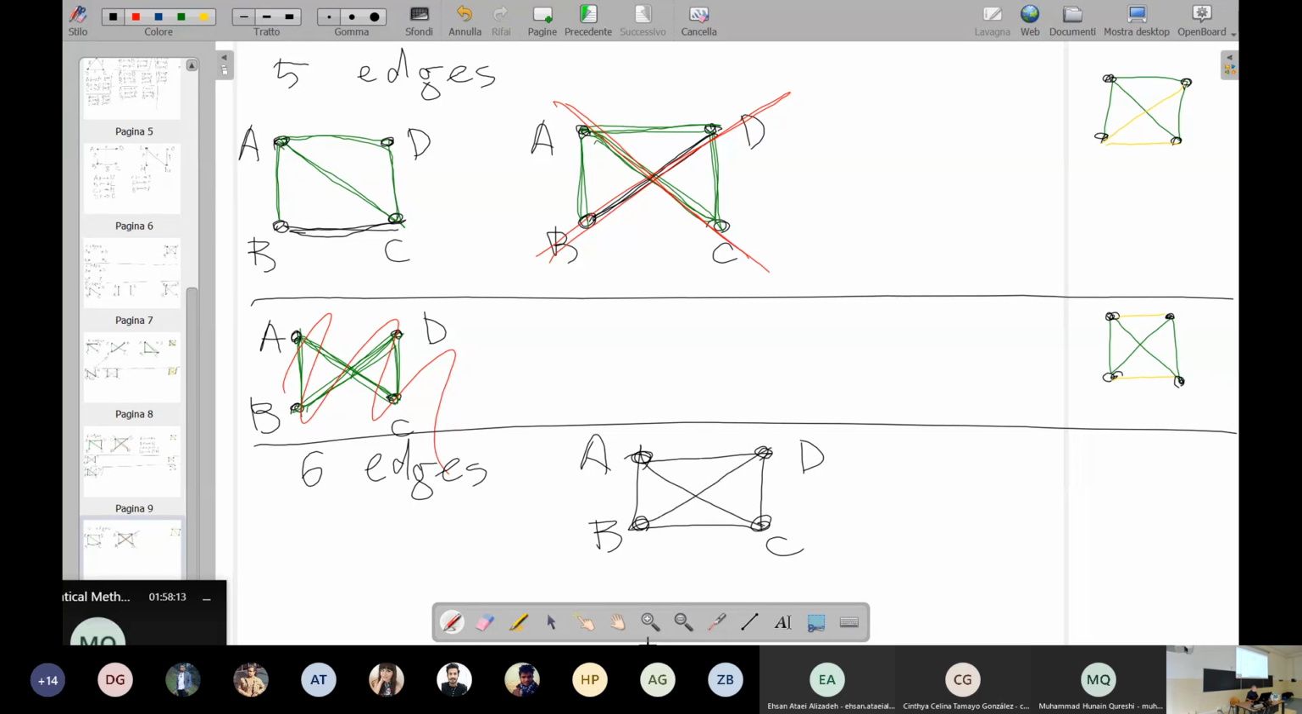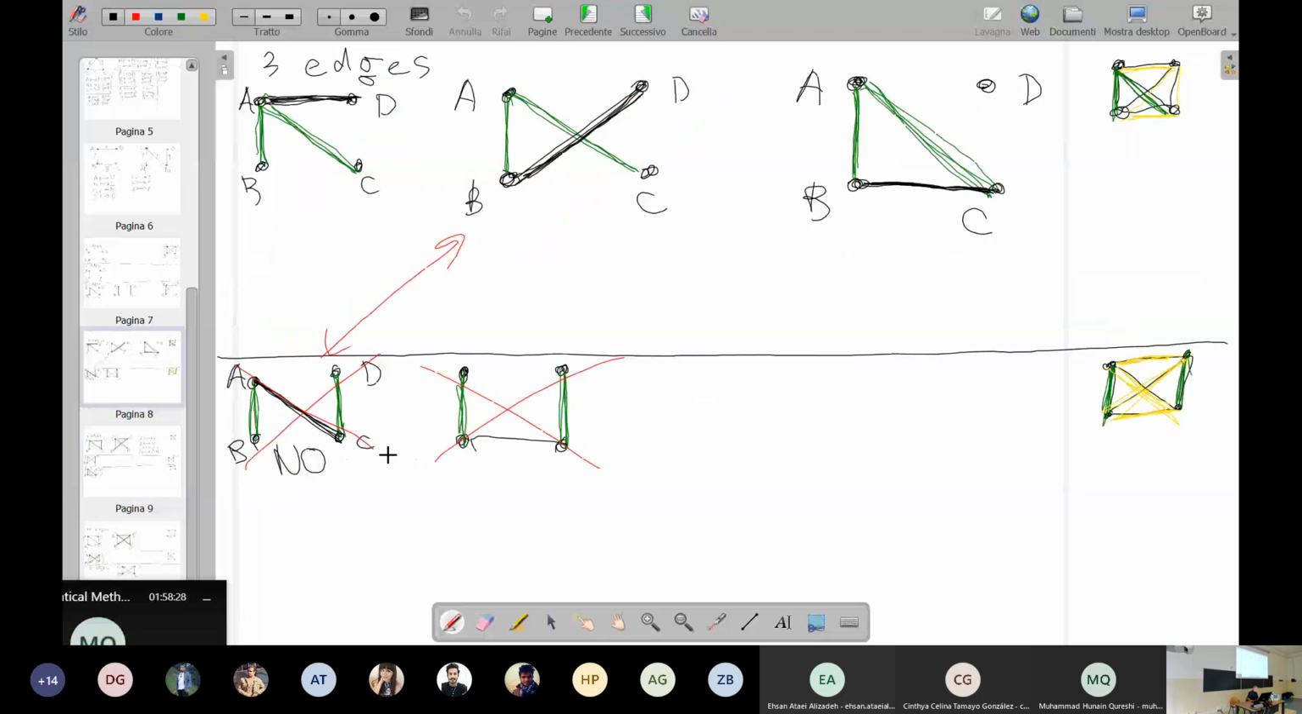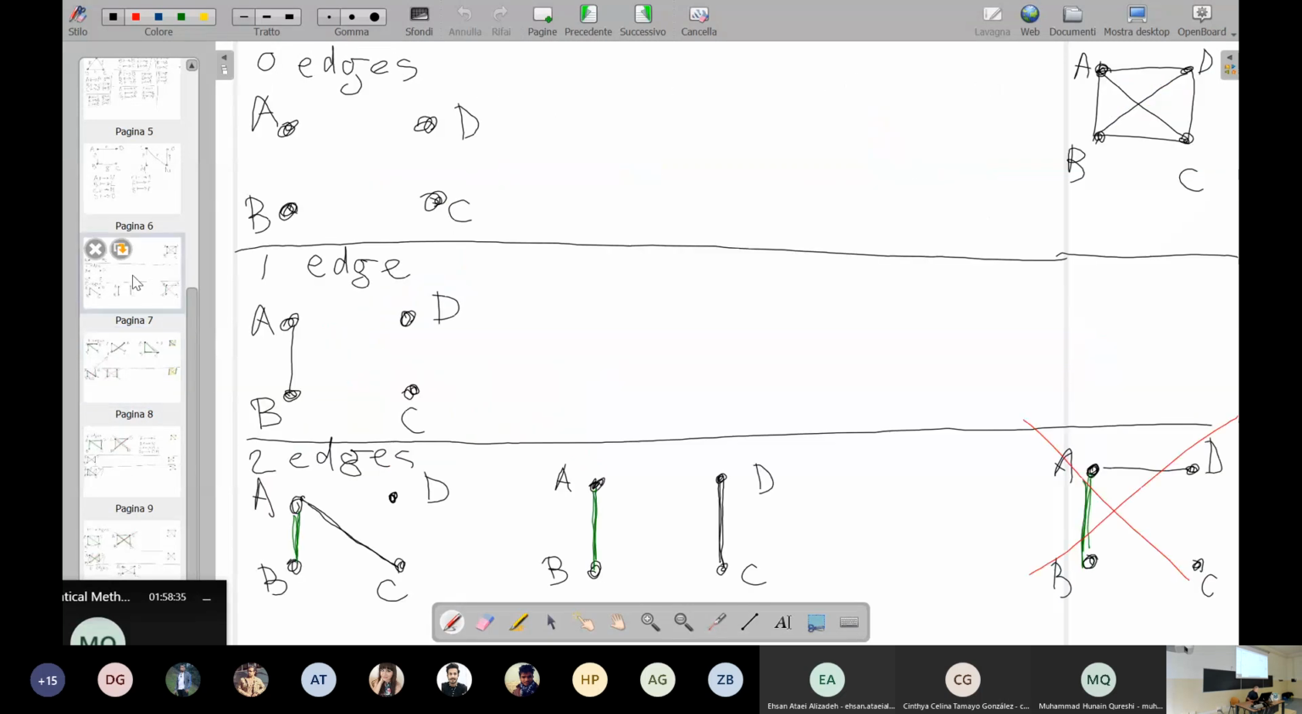So, 1, 2, 3, 4, 5, 6, 7, 8, 9, 10, 11, as foreseen by the book.